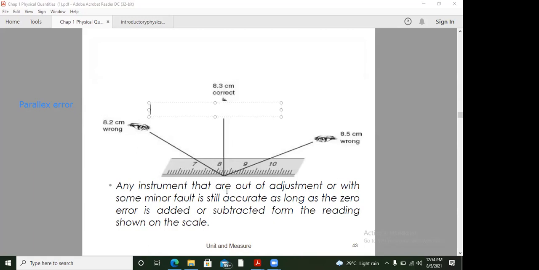Whenever you want to take a reading or measure anything, you have to keep your eye straight upward, like this. Suppose you are trying to measure the length of your book. While taking the reading, your eye should be vertically upward at a right angle. You don't have to put your eye over there or over there. These are the wrong positions which generate that error, parallax error.